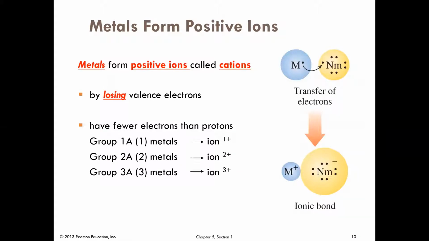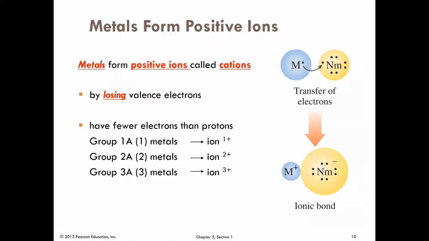So metals form positive ions called cations, and they lose valence electrons. So they're transferring them. They're giving them away. Now group 1 form a +1 charge. Group 2 form a +2 charge, and group 3 form a +3 charge.